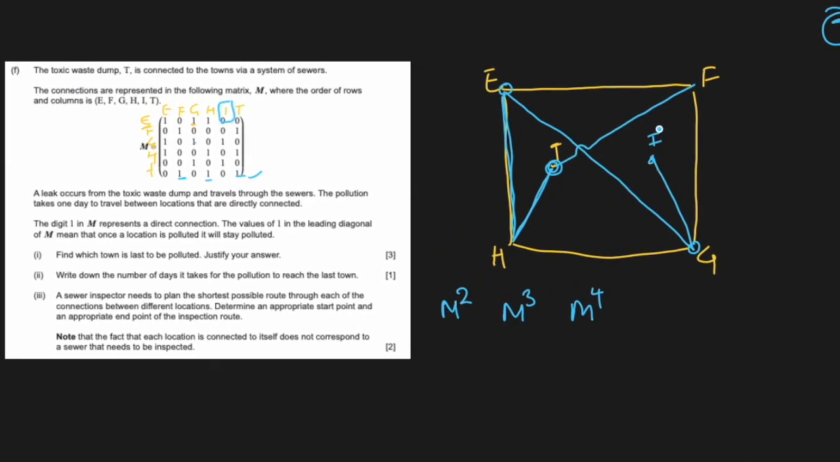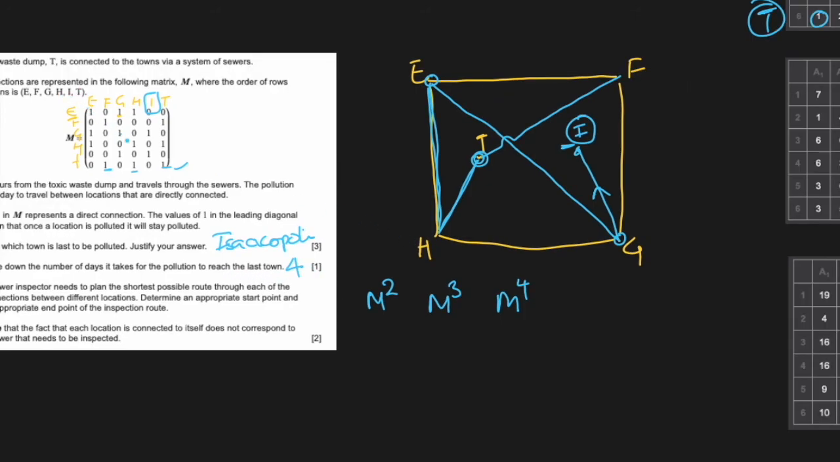That means Isagopolis, and we can see that it is connected only with G. The pollutants are coming only from G, and we can see that it is last in the line, so that's why it is polluted last. So the town last to be polluted is Isagopolis. Write down the number of days it takes for the pollutants to reach, which is 4 days, right? This is after 1 day, this is after 2 days, this is after 3 days, and this is after 4 days, so 4 days.